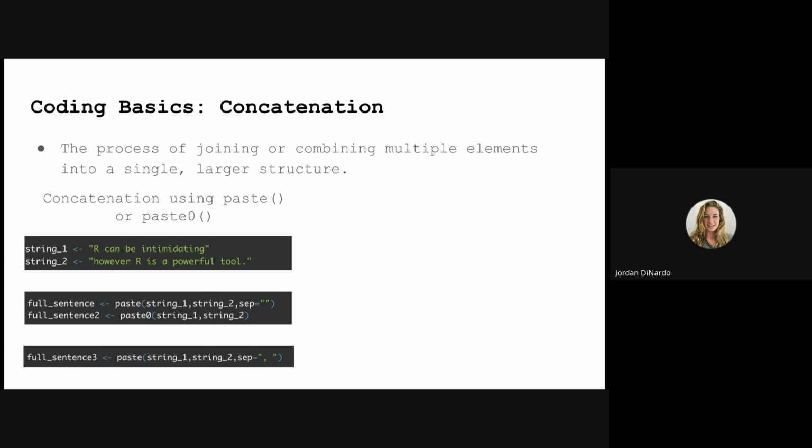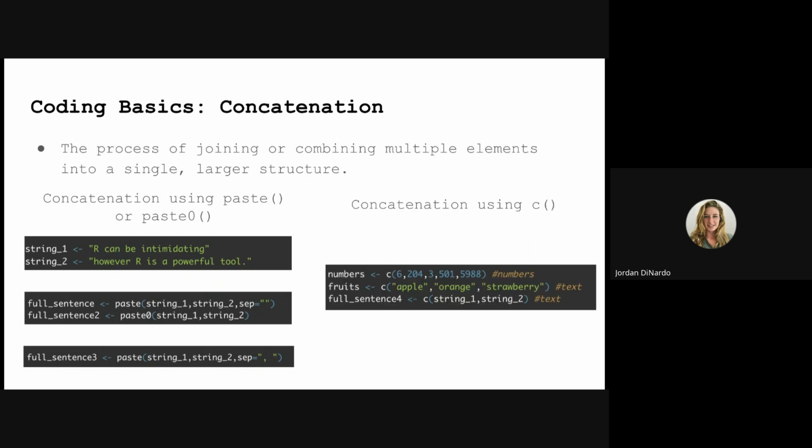Okay, but say for instance we want to make this look like an actual sentence. So we want a comma after intimidating and a space before however, like how a regular sentence would grammatically read. Then that is what we see down here at the bottom of full_sentence. So we've said paste string 1, string 2, but here is the difference. We're saying the separation between these two strings is going to be a comma and a space. And that should then read, R can be intimidating, comma, space, however, R is a powerful tool, just like a regular sentence would read.